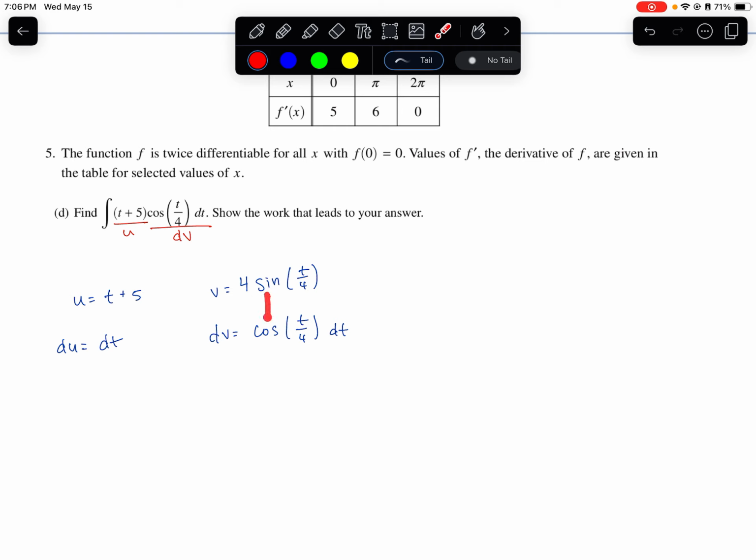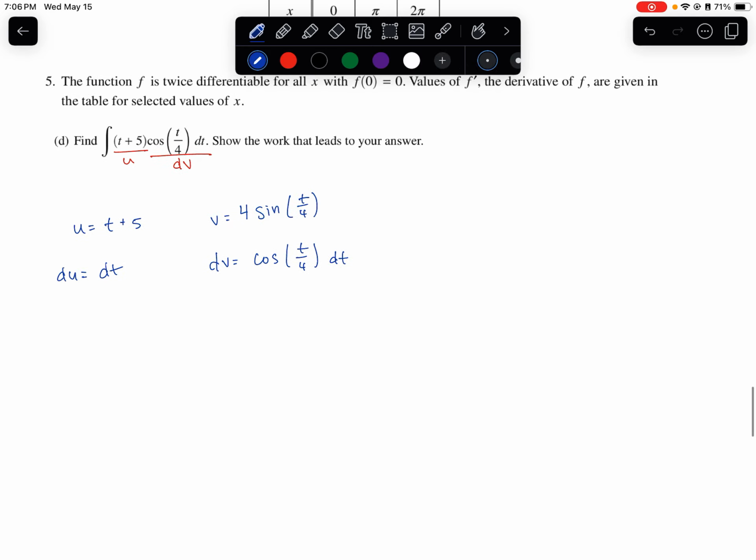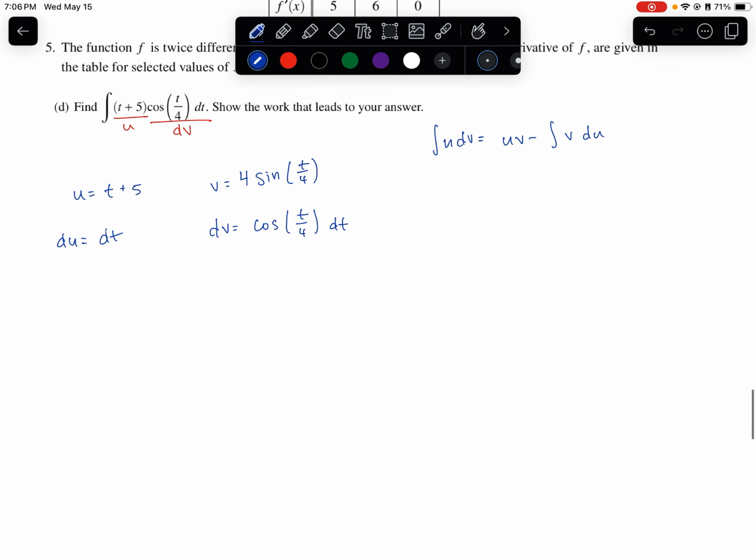So sine, derivative of sine is cosine. Derivative of the inside would be 1/4, so I had to divide this by 4. Those would cancel, leaving me with just a coefficient of 1 here. So that checks out. And then just remember, the integral of u dv is equal to uv minus the integral of v du. I just want to fill out this part right now.